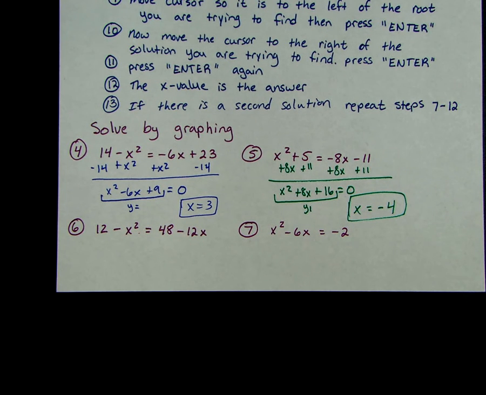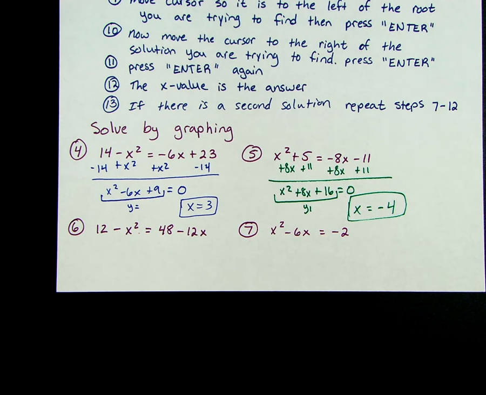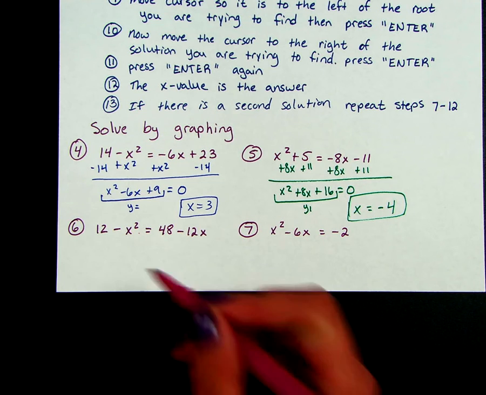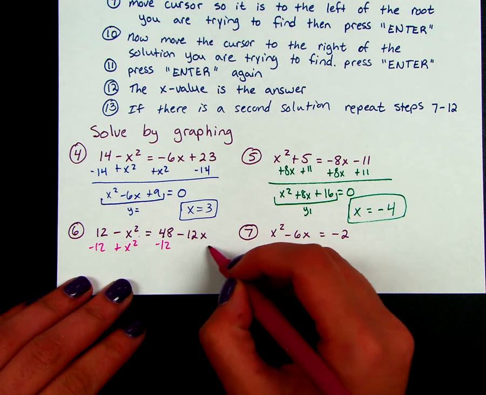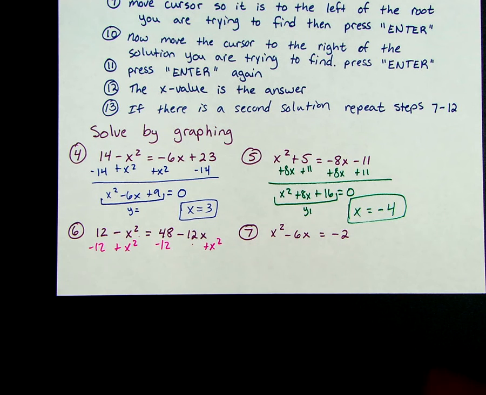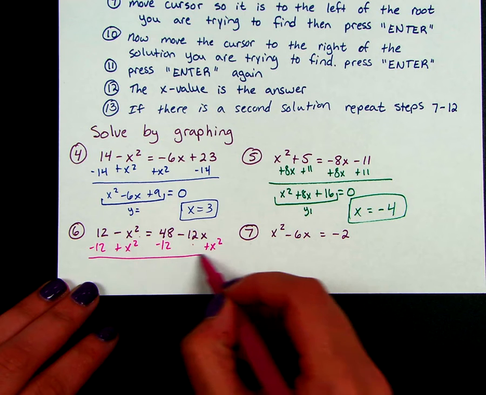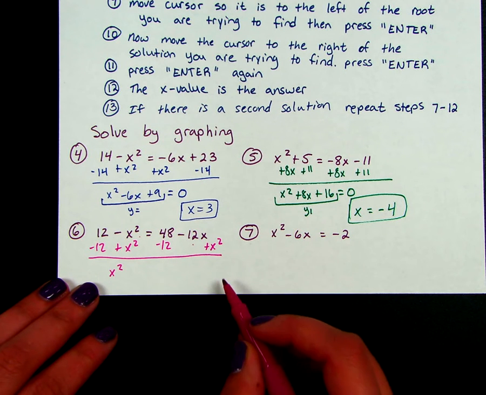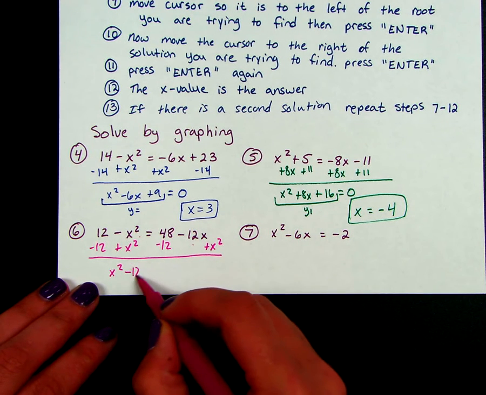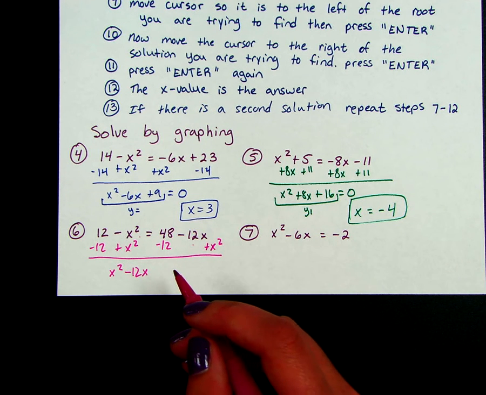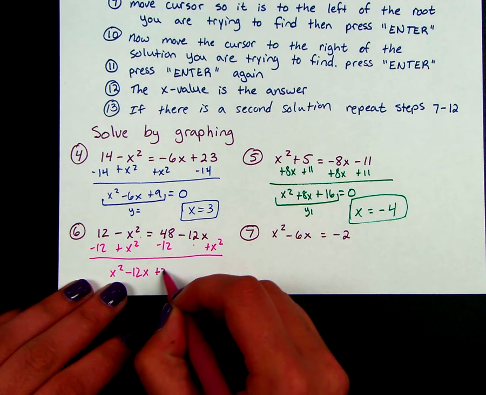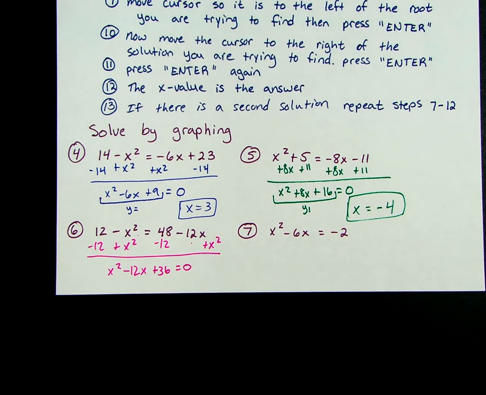All right, so if we just start working on the next example right away. So again, we want it to be in standard form. So for this problem, I'm going to subtract the 12. And I'm going to add the x squared at the same time. And then I'm just going to flip it so that my 0 is on the right side. So when we simplify, this will give us x squared, and then minus 12x. And then if we take 48 minus 12, that will be 36. So positive 36 equals 0.